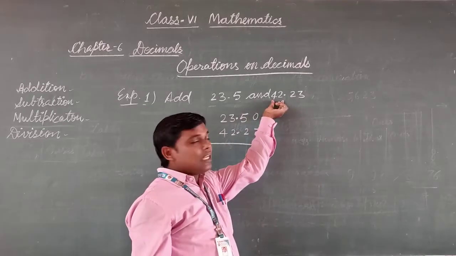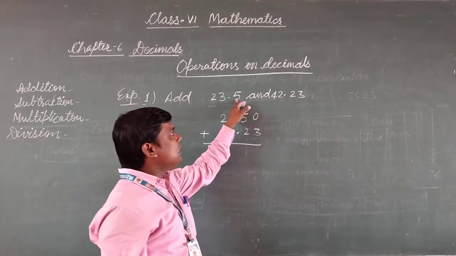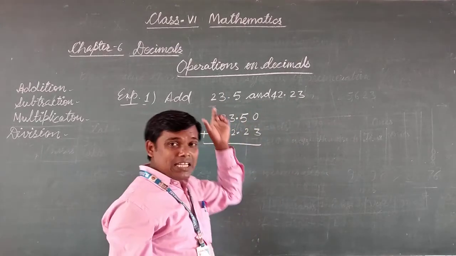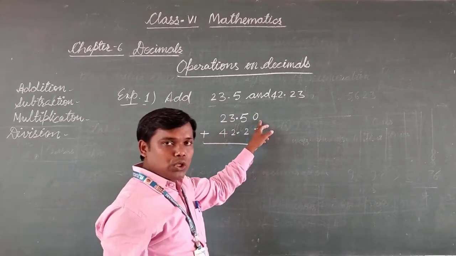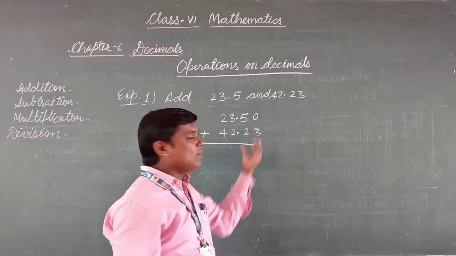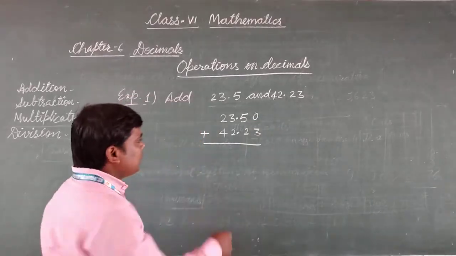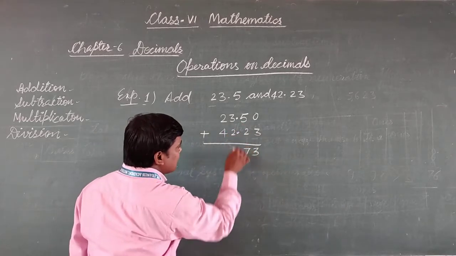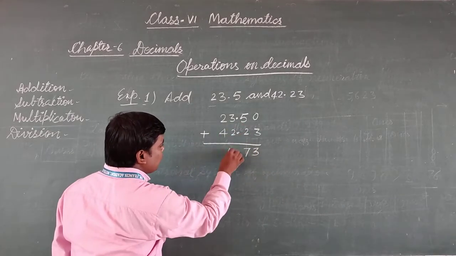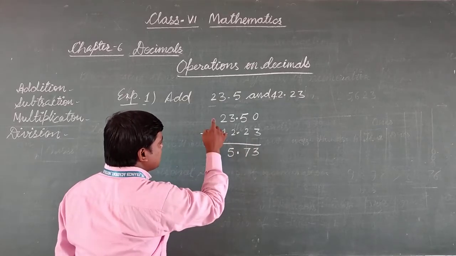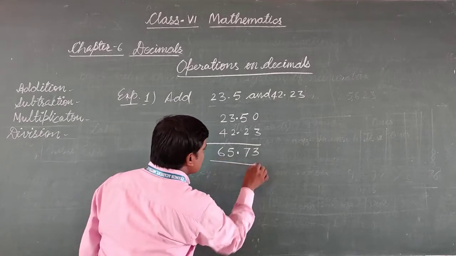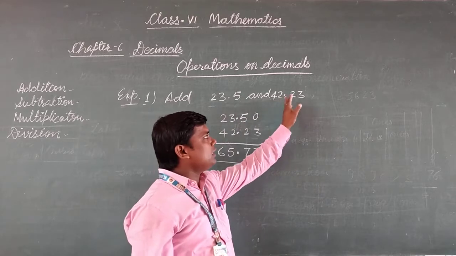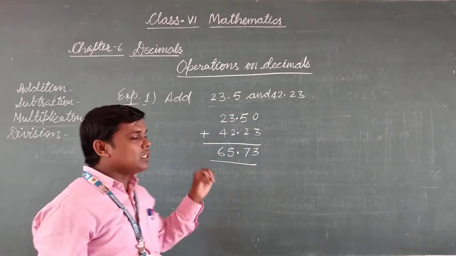In this case also, in the whole part there are two places, and in the decimal part there is only one place in the first number and two places in the second. So we have to make like decimals first. We will put 0 to the right of the digit in the decimal part and make like decimals, and now we will add. 0 plus 3, we get 3; 5 plus 2, 7; then the decimal point; 3 plus 2, 5; and 4 plus 2, 6. Means the sum of 23.50 and 42.23 will be 65.73.